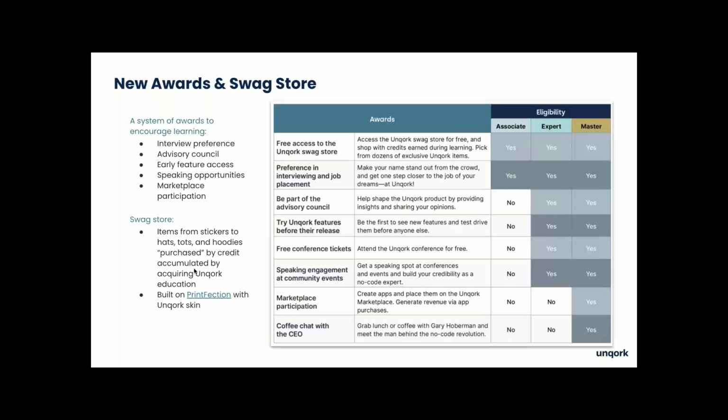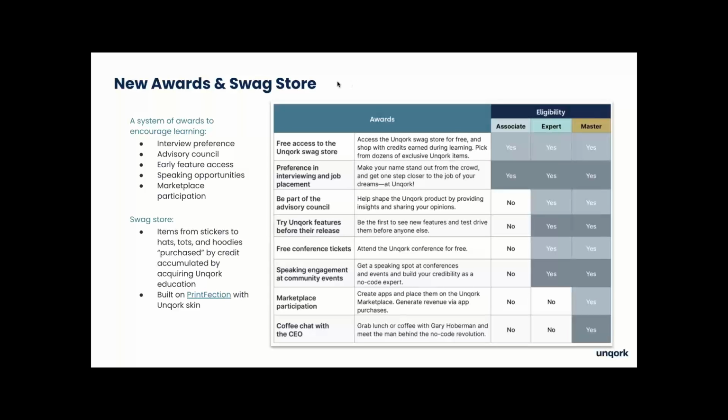You get to order a bunch of cool swag, put branding on it, and offer it on your website. It's really interesting. We offer preference in job interviews and potential placement if you score really high on the exams. You can be part of the advisory council or try Unqork features before they release, only at higher levels. And then once the world is open and we have conferences, we offer free conference tickets, and then speaking engagements. And the 2 highest ones for us are marketplace participation and a coffee chat with our founder, and that comes with the master. But you can develop your own system of awards.